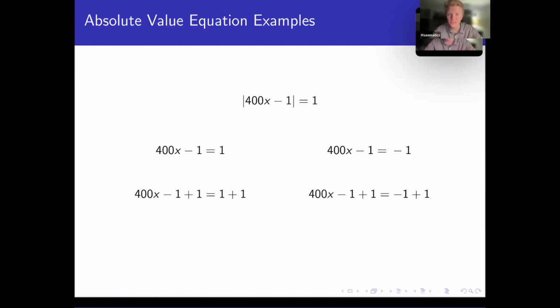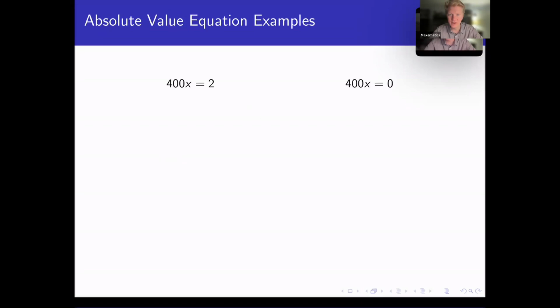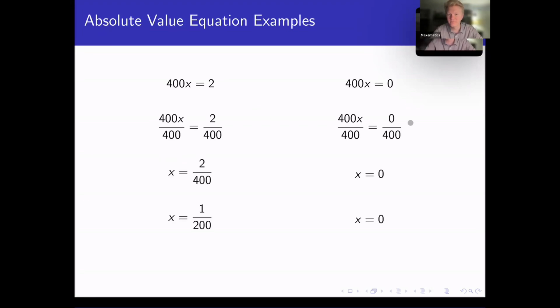Let's add 1 to both sides. Let's divide both sides by 400. Well, 2 over 400 would just be 1 over 200. 0 divided by 400 is just 0. So we get 2 solutions there.